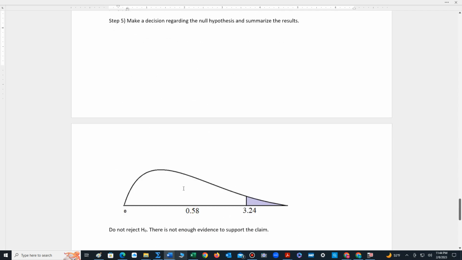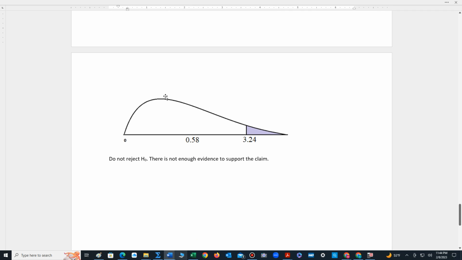And that's going to fall short of our critical region. Critical value is 3.24, 0.58 falls in the non-critical region. So we write do not reject H0. There is not enough evidence to support the claim.